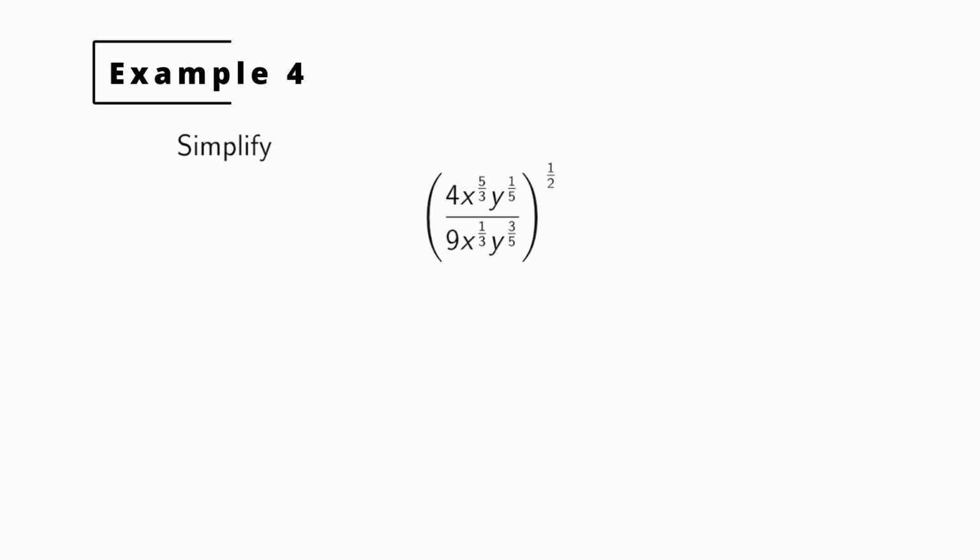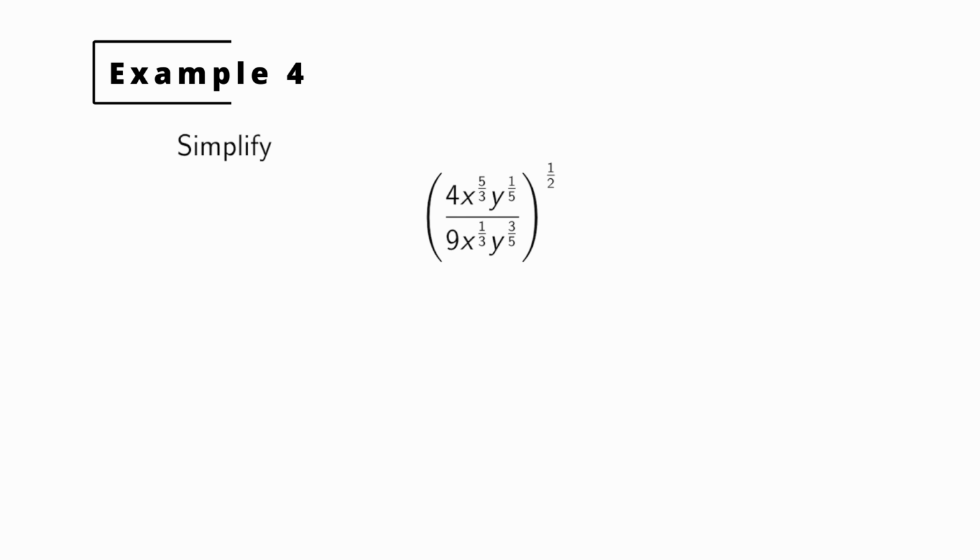Last example. As we mentioned in the previous example, we have multiple factors within the parentheses here. So we could apply this 1/2 exponent to each factor within the parentheses, but I think it will be easier if we simplify what we have in here first. So we can use the division property when we're dividing exponential expressions.